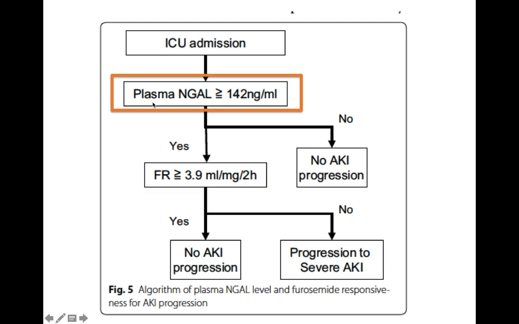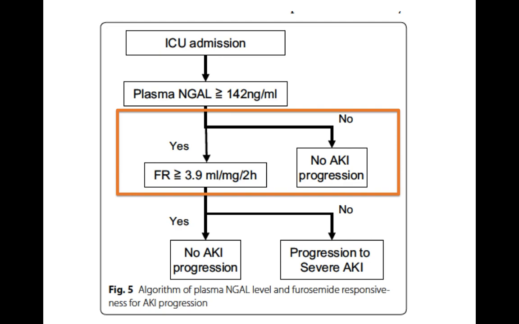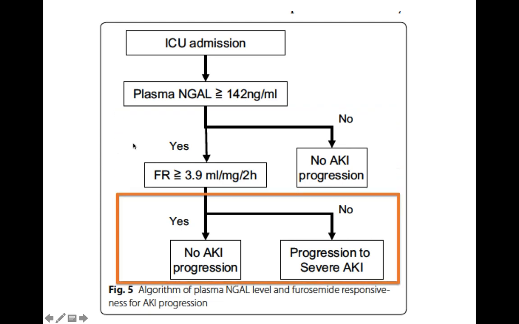Now, if it's above 142, then you say to yourself, well, okay, I now have an elevated NGAL, but we know that NGAL does not perform perfectly. Let me now test you. So this is sort of a person with a mildly positive troponin. Now let's go on and stress test you, right? And then when you get stress tested, what you find is that if you respond, you do just fine. If you don't respond, you progress to severe AKI. And this is exactly the way I think we should use the furosemide stress test.